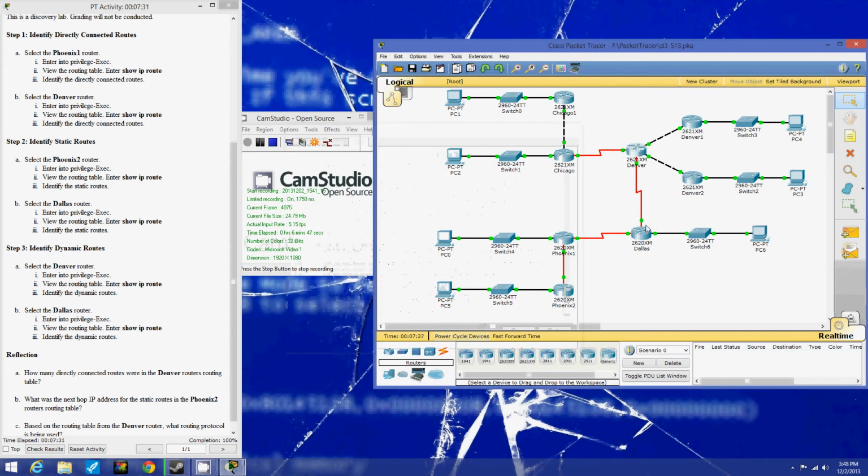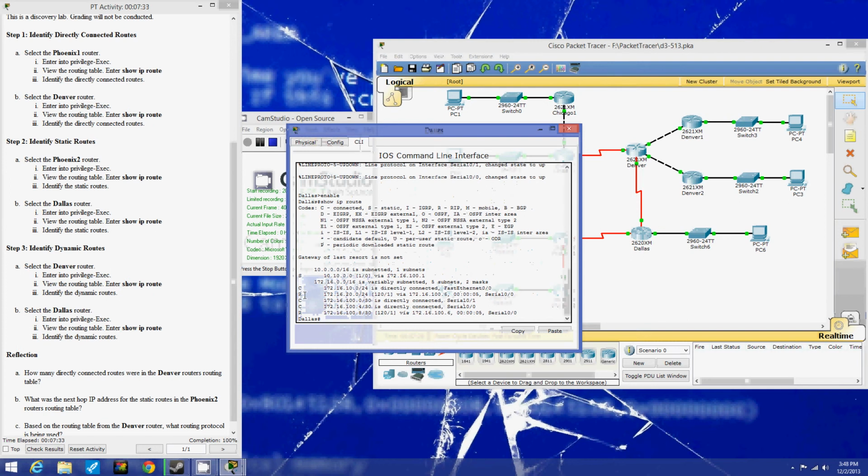Now we'll go to the Dallas router, and right here there are no dynamic routes. None of these are dynamic. So there are no automatically assigned ones on Dallas, which means DHCP is disabled on that router.